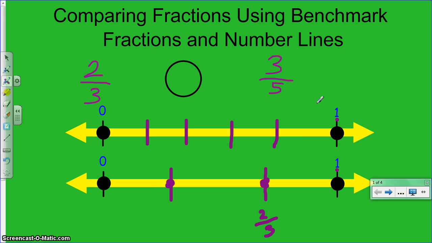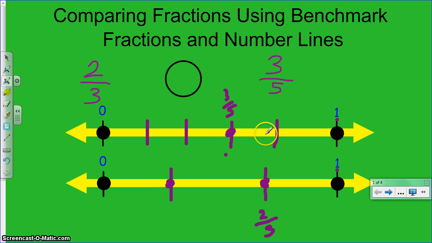And that's not perfect, but I think it'll work. There's 1, 2, 3, 4, 5 pieces. So now I go and I find 3/5 like we've been able to do. So 1, 2, 3. Go to the third mark in. This is where 3/5 would be. So now I have a visual aid to look at.